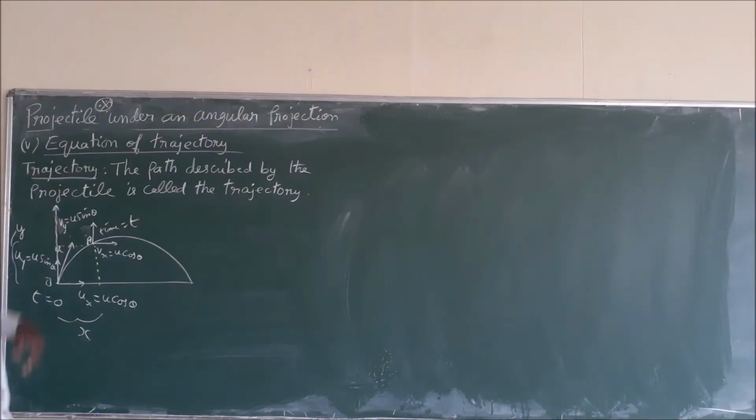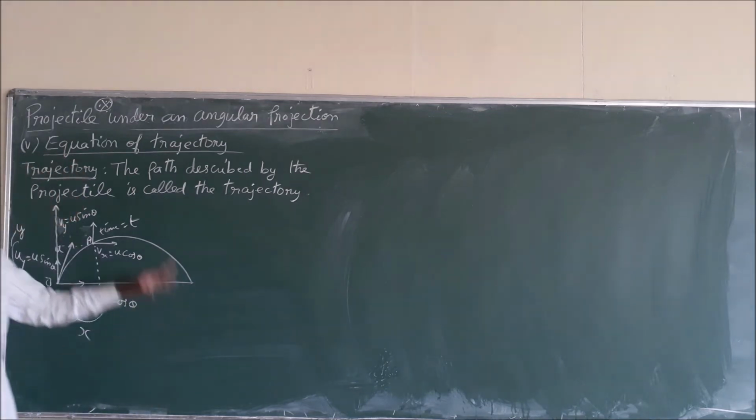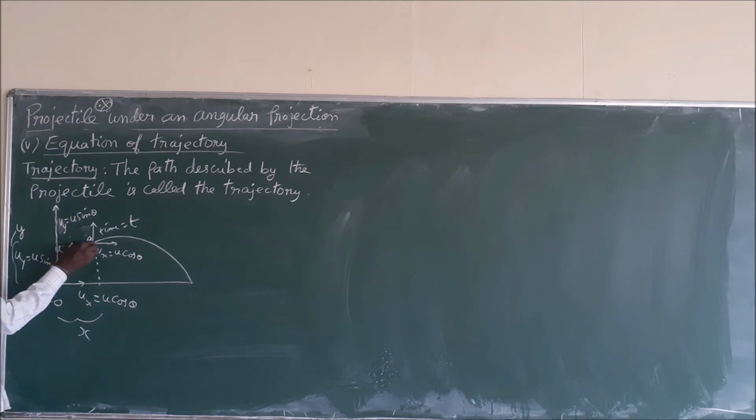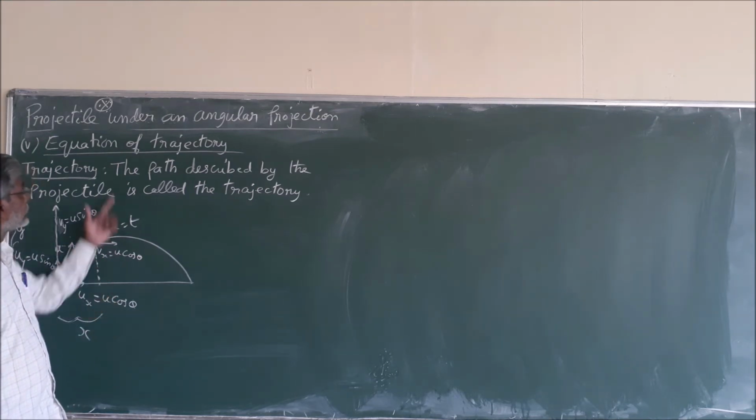And the last one is the equation of trajectory. So what is trajectory? The path described by the projectile is called trajectory. Now I want to find out the path. From O to A, how much distance it has covered, the path. Just take this point, and in coordinates, in the x coordinate the distance is x, and in the y coordinate the distance is y.